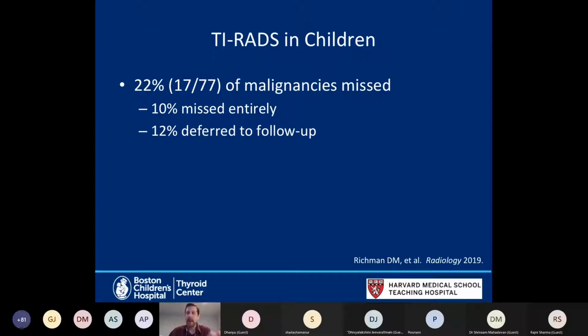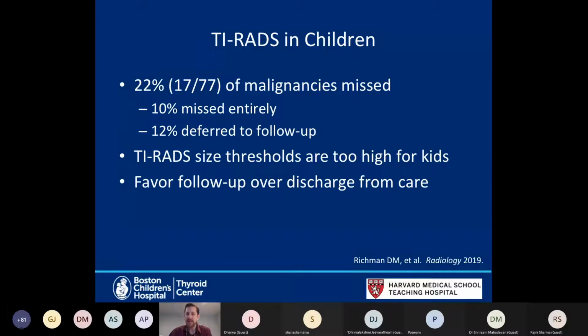So they're useful for thinking about risk, but you can't use those specific size thresholds for determining whether to biopsy or whether to discharge from care. And in general, when in doubt in a child, I would always favor, if you're not going to FNA, it's reasonable to have a follow-up ultrasound evaluation to assess for interval change, rather than just saying, your nodule is a TR1 or a TR2 lesion, you don't need any further follow-up. I would say that probably is not a good idea for a child.